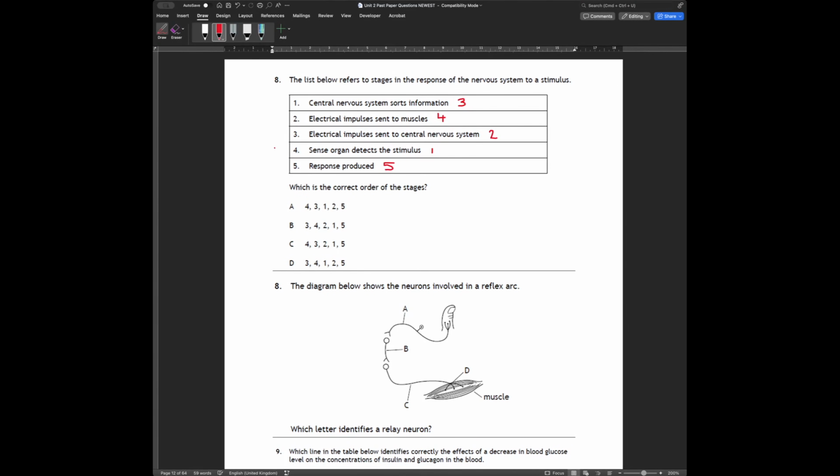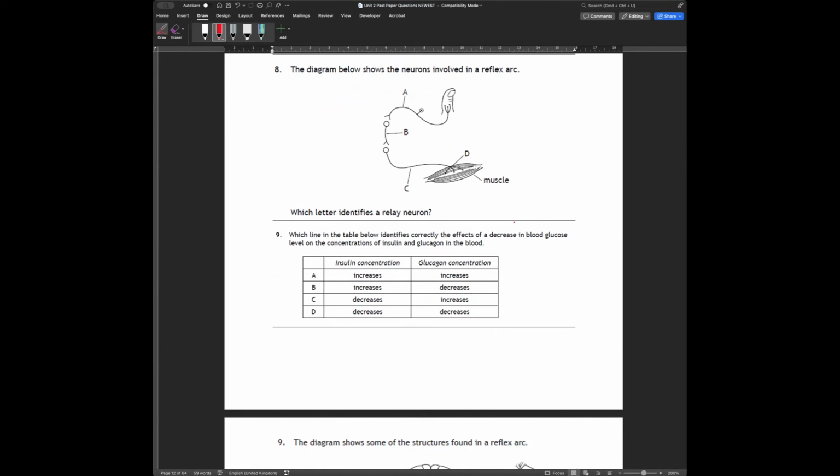Okay, so we should be looking to do 4, then 3, then 1, then 2, then 5. So it's going to be A, isn't it? Once we've sorted through all of those stages. The next one shows the neurons involved in a reflex arc, which letter.